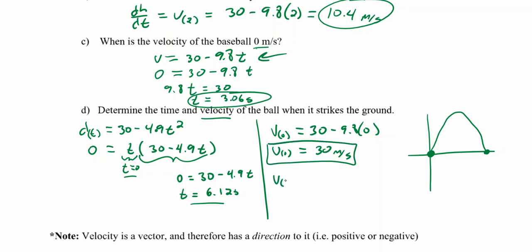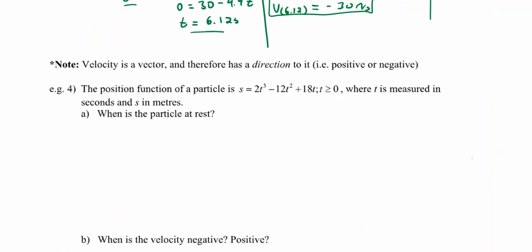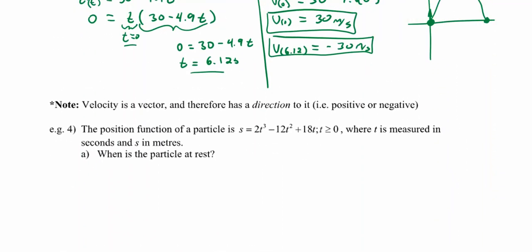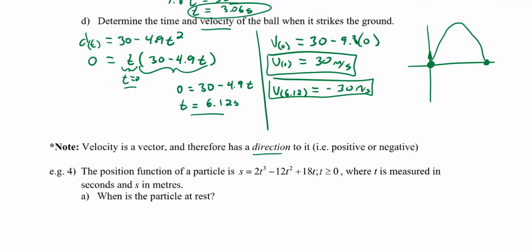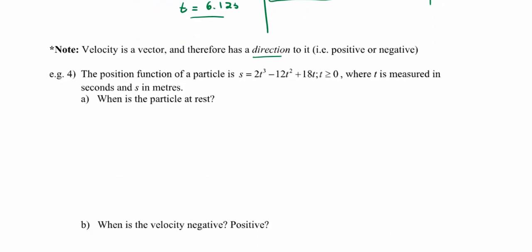Now, v of 6.12. If you plug that one in, we end up getting negative 30 meters per second. You can try that out if you like. I'm sure you guys can do that part too, just plugging 6.12 in for t there, right? So doesn't this make sense? Again, from the physics perspective, it has the same speed going up to begin with as it does right before it hits the ground. Conservation of energy, right? Okay, next one. Just remember velocity is a vector, which means that it has a direction to it as well, right? So the fact that this was 30 and this was negative 30, that matters.